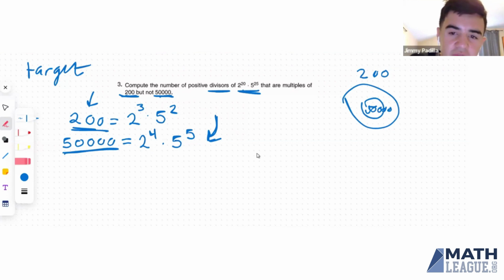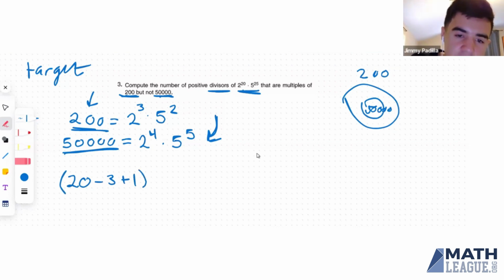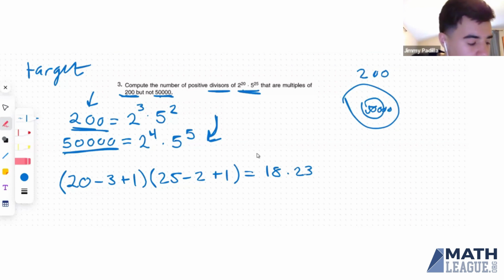So for 200, we have 2 to the 3, so we have 20 minus 3 plus 1 possible exponents there. And then for 5, we have 25 minus 2 plus 1 possible exponents. So that becomes 18 times 23, which equals 432.